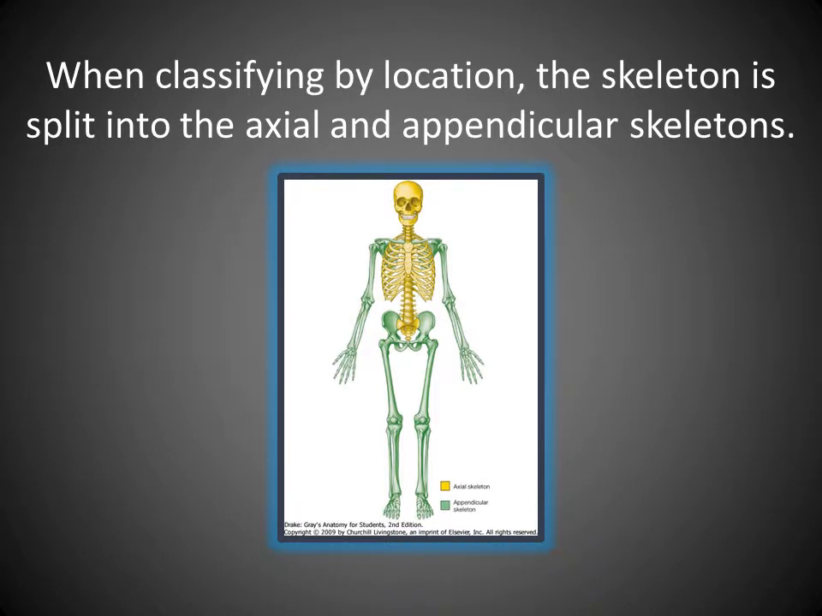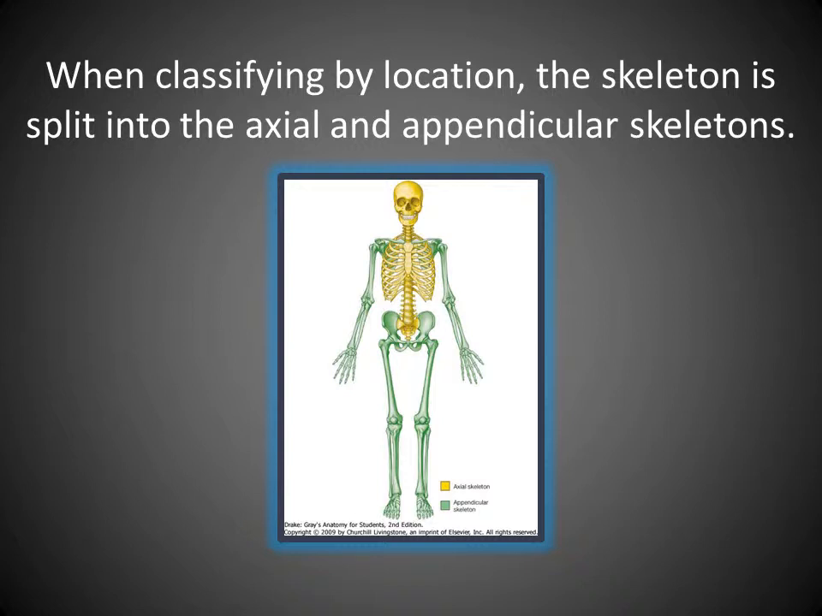When classifying bones by location, we split the skeleton into two categories, the axial and appendicular skeletons. The axial skeleton consists of the skull, vertebral column, and rib cage. The appendicular skeleton consists of the bones that make up the limbs or appendages, hence the name appendicular.